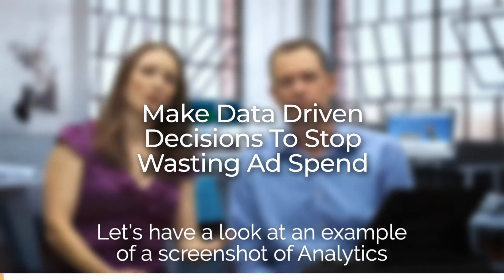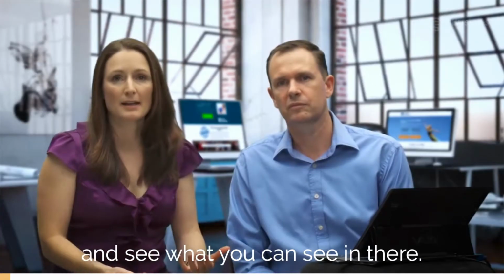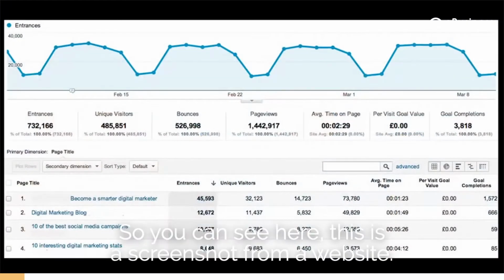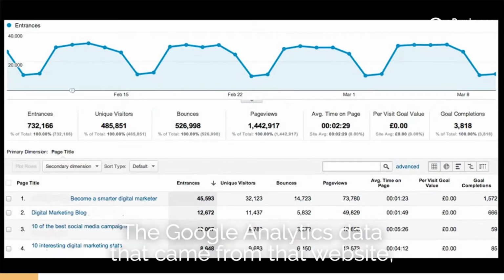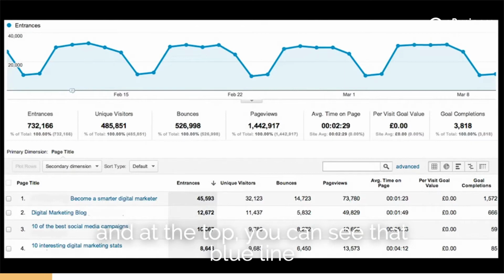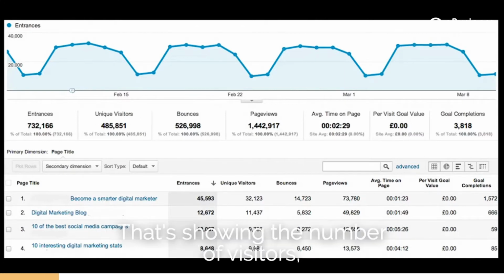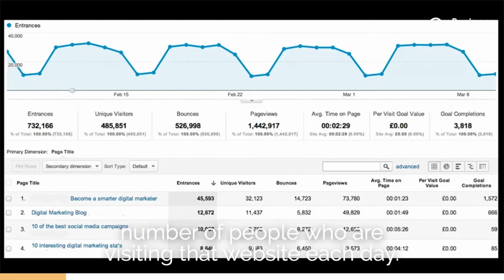Let's have a look at an example of a screenshot of analytics and see what you can see in there. So you can see here, this is a screenshot from a website, the Google Analytics data that came from that website. And up the top, you can see that blue line that dips up and down. That's showing the number of visitors, the number of people who are visiting that website each day.